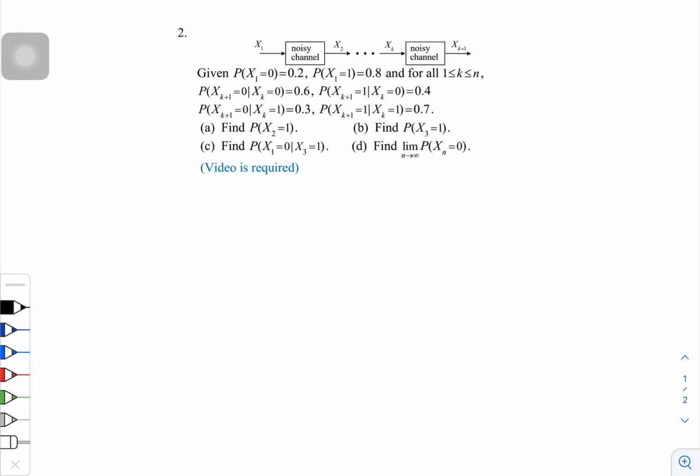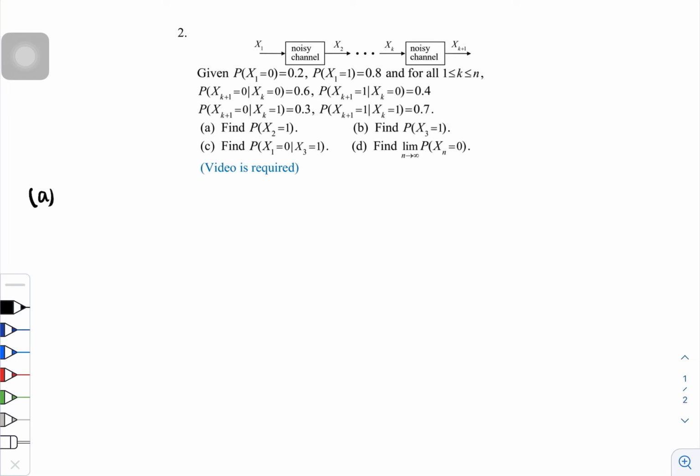Hello everyone. Now let me talk about question 2 for homework 2. In this question, the signal passes many noisy channels and it may change in some certain probabilities.